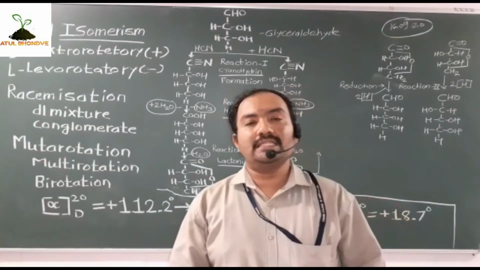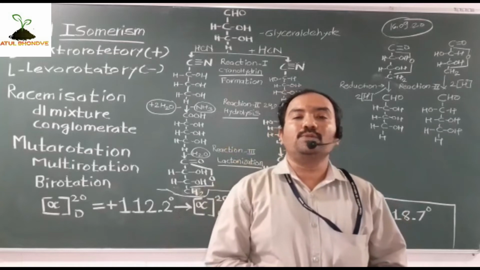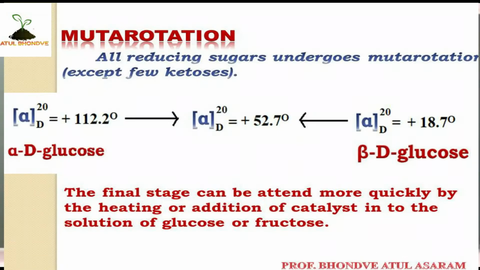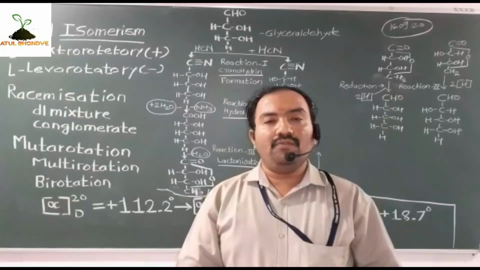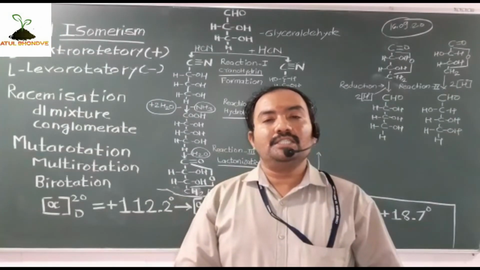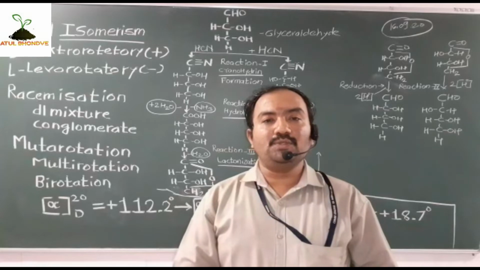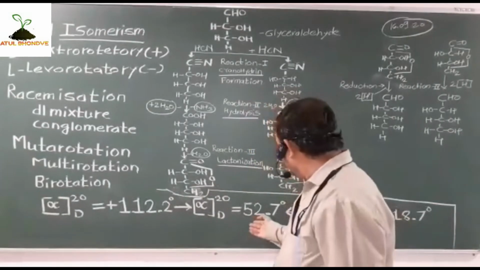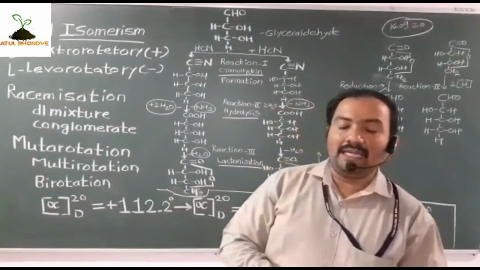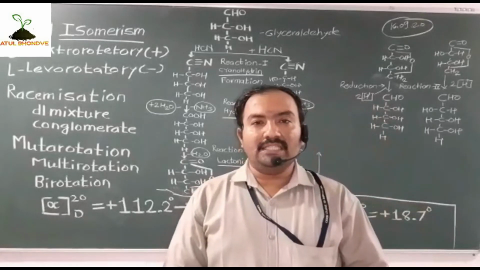Mutarotation is also called birotation or multirotation. When an aqueous solution of alpha-D-glucose is prepared, the initial specific rotatory power of alpha-D-glucose is about 112.2 degrees. When the solution is allowed to stand for some time, the specific rotatory power gradually changes to 52.7 degrees and remains constant at this value.